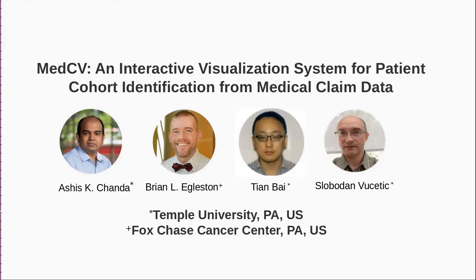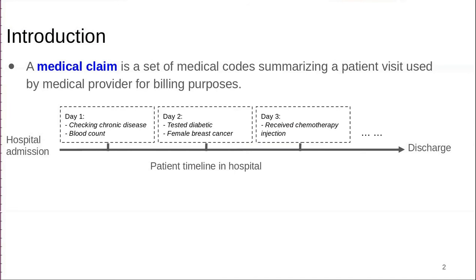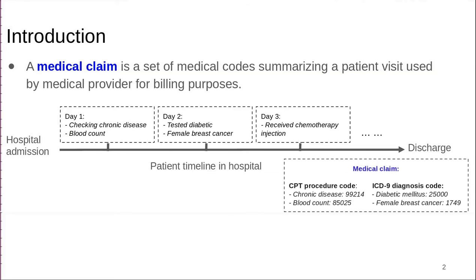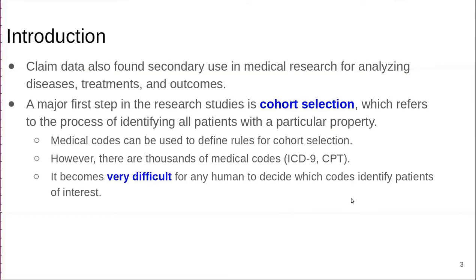I'm going to present our paper MedCV, an interactive visualization system for patient cohort identification from medical claim data. A medical claim is a set of medical codes summarizing a patient visit, used by medical providers for billing purposes. Here you can see an example of a patient. Suppose the patient had a chronic disease, such as blood count issues or diabetes, and there are medical codes for those diseases. So this is an example of a medical claim for a single patient.